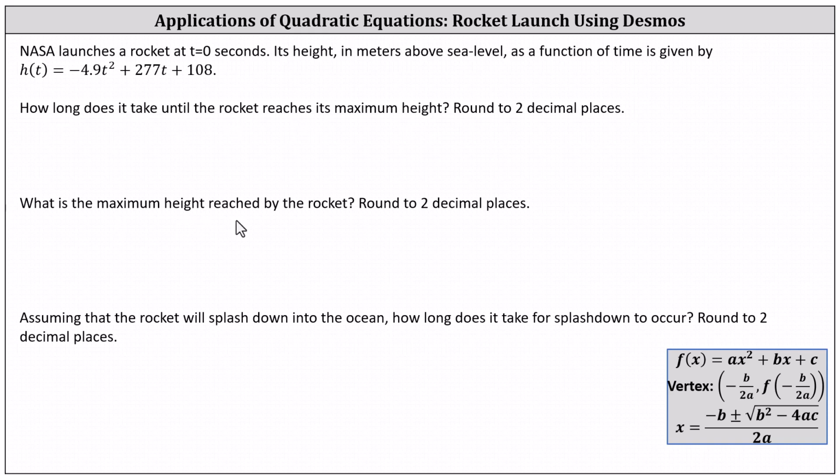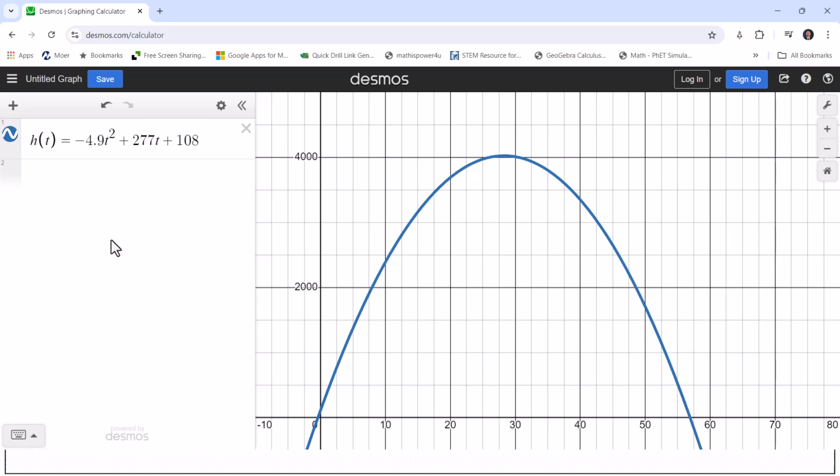What is the maximum height? And then finally, assuming that the rocket will splash down into the ocean, how long will it take for the splashdown to occur? Let's first take a look at this graphically. Here we see the graph of the height function in Desmos.